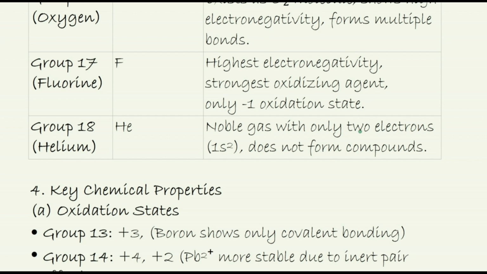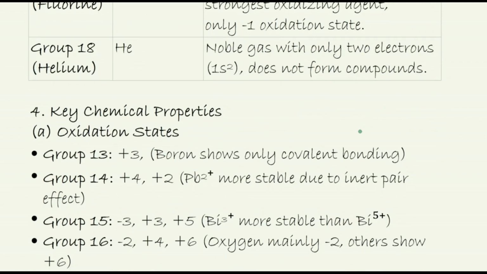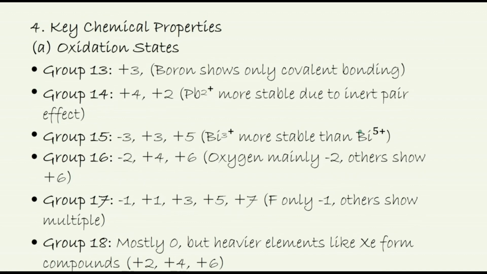Then group 18, helium. It is a noble gas with only 2 electrons in it, so it will not form compounds, right? It is a fully filled, completely satisfied atom. Let's move on to chemical properties. Chemical properties: we very well know about the oxidation state. Oxidation state is nothing but how many electrons it loses or gains to attain the noble gas configuration. Noble gas configuration is the destiny for all other elements in the periodic table, isn't it?